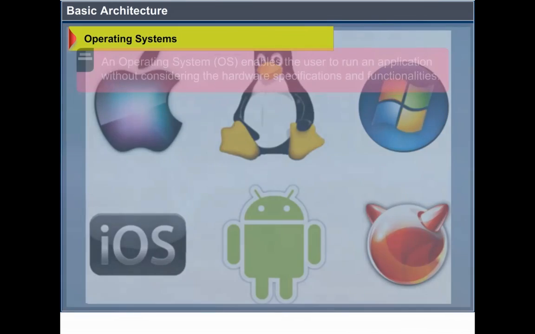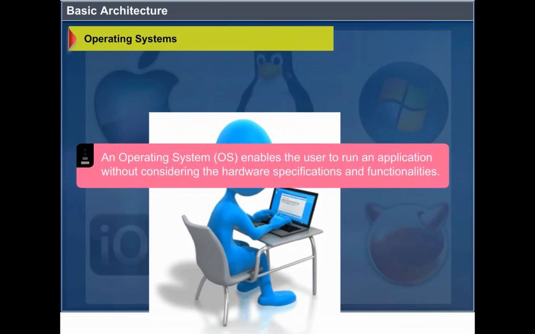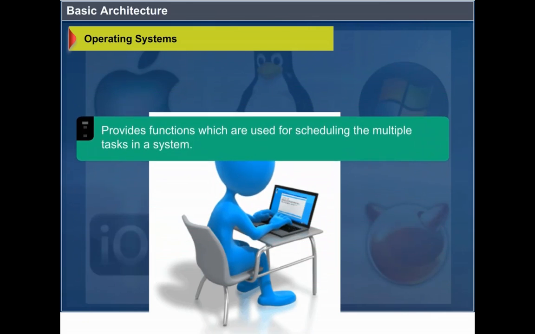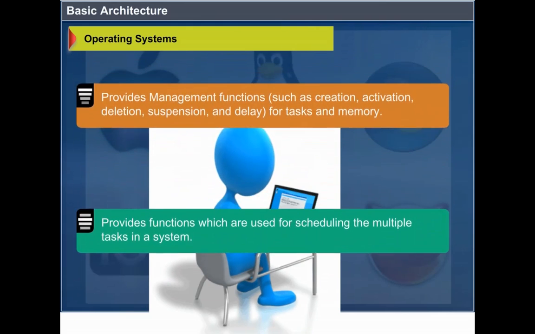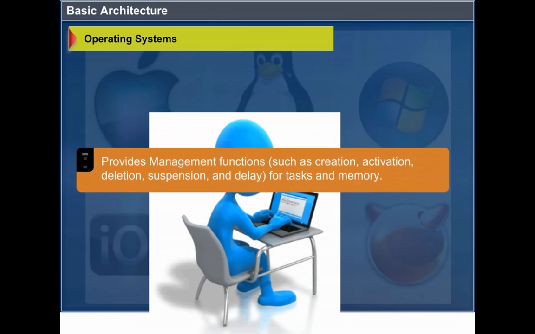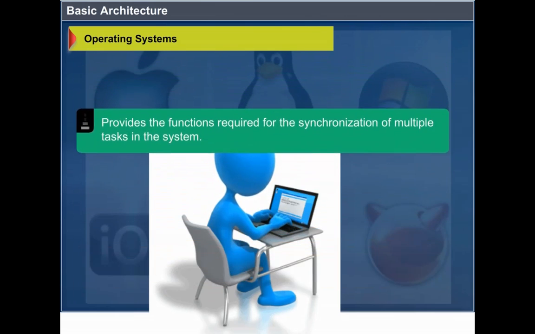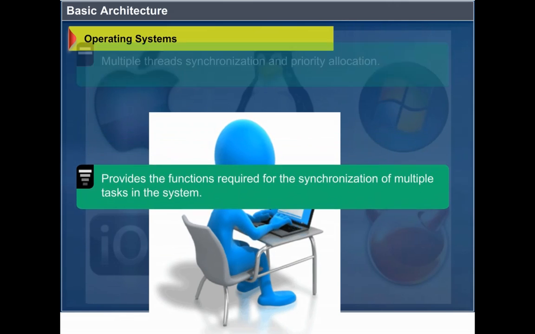Operating systems. An operating system enables the user to run an application without considering the hardware specifications and functionalities. Provides functions which are used for scheduling the multiple tasks in a system. Provides management functions such as creation, activation, deletion, suspension, and delay for tasks and memory. Provides the functions required for the synchronization of multiple tasks in the system.